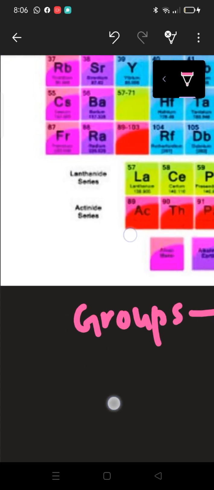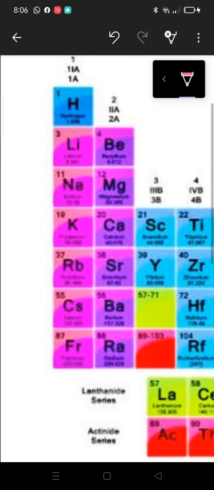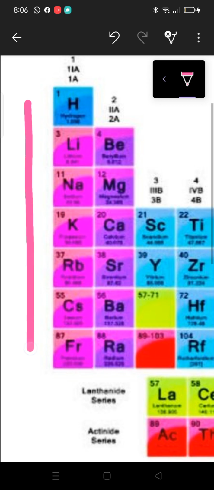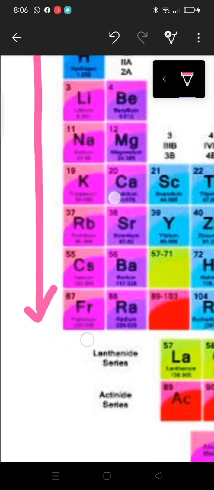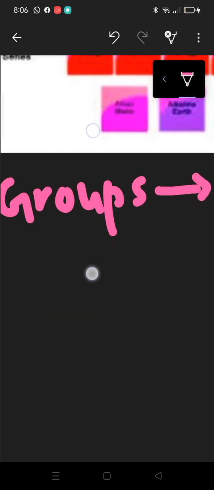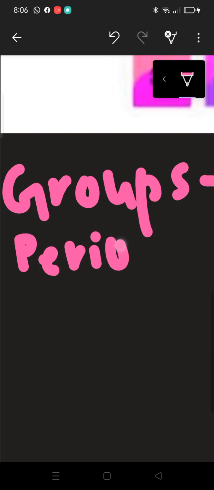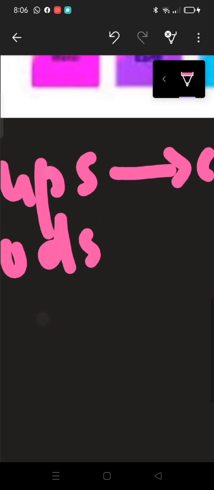What were periods? First of all, I should tell you here, these were the groups, which are vertical and columns. And then again we have periods, which were what? Which were rows and were horizontal. All right, horizontal.